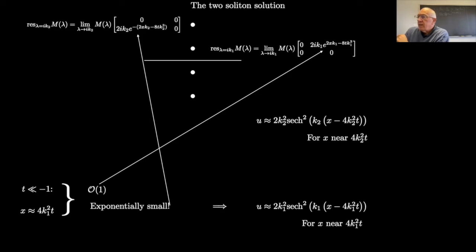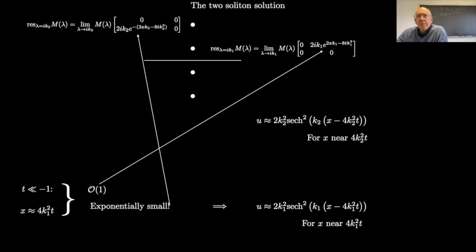So now I look at this meromorphic problem, and my intuition says I can ignore the contribution from IK2, but I'd better pay attention to the contribution from IK1, because one of them is exponentially small and the other one is order 1. So when I do that, I get exactly a sech squared potential centered at the center of the other soliton. You can actually make this more precise and write down the error term, and the error terms in each case are exponentially small corrections, assuming t is large negative.